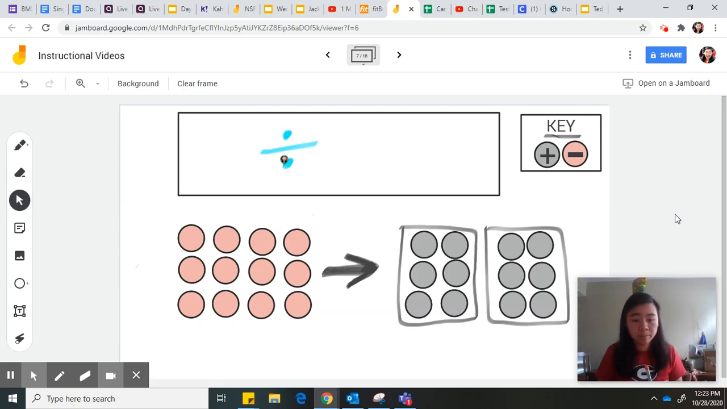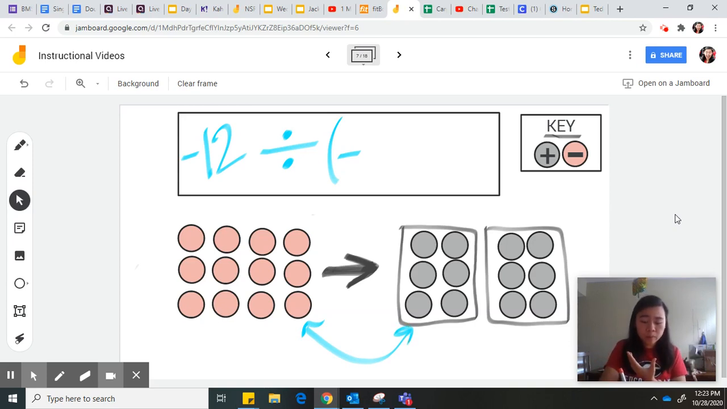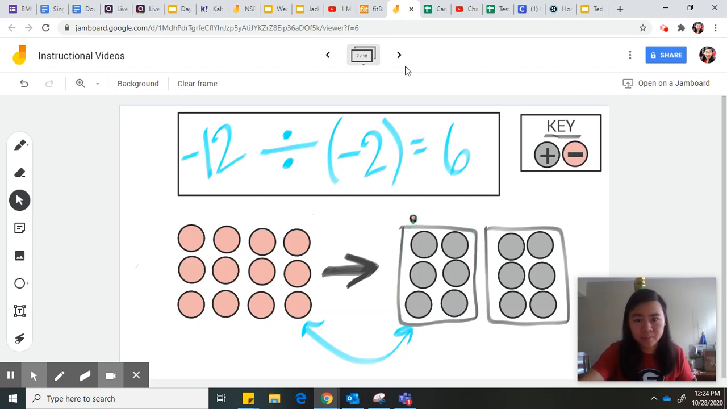How many do we start with? A negative 12. Remember, our key says red is negative. Remember to look at your key. So we start with negative 12 counters. We're dividing by a negative number because it swapped colors here. It went from negative to positive. How many groups are there? There's 2 groups. What is our answer? How many is in one of those groups? A positive 6. Okay? Positive because the counters are black, and inside one group there are 6.